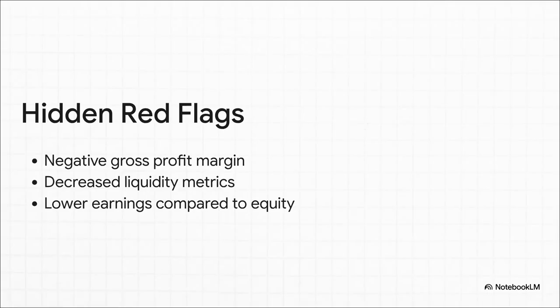But hold on a second. What if we look a little closer and realize they actually have a negative gross profit margin? What if you suddenly discovered their liquidity metrics are tanking and their earnings are actually lower compared to their equity in prior periods? That $1 billion suddenly doesn't look so hot. In fact, despite that massive revenue, they are functionally performing worse than ever. They might literally be bleeding cash just to make those sales happen.